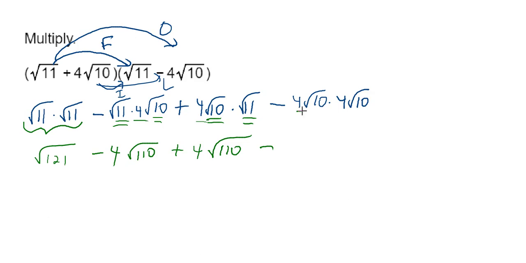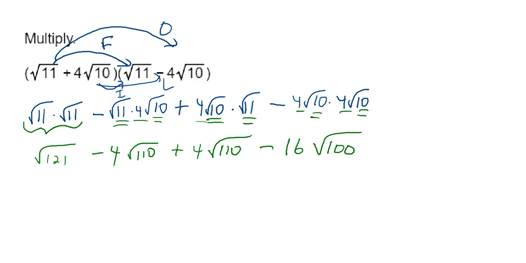Minus, again here, we'll multiply the numbers outside the radicals together. 4 times 4 will give me 16. And then we'll multiply the numbers inside the radicals together. Square root of 10 times the square root of 10, multiply together to give me square root of 100. All right, then you simplify further.